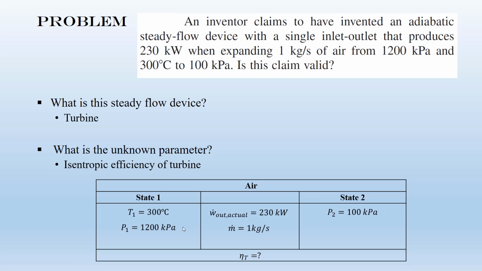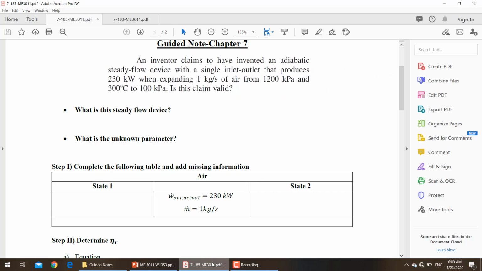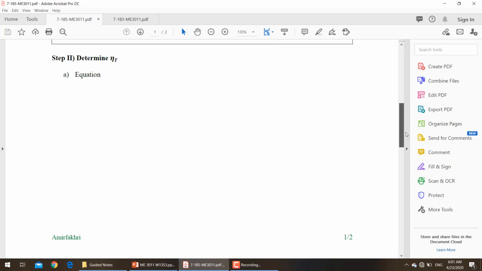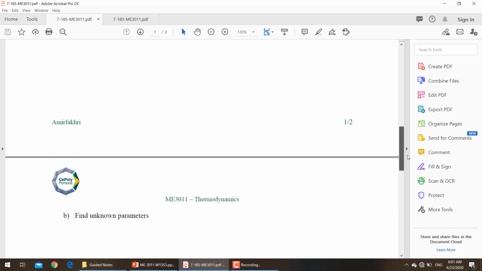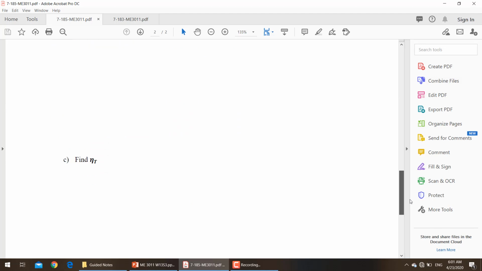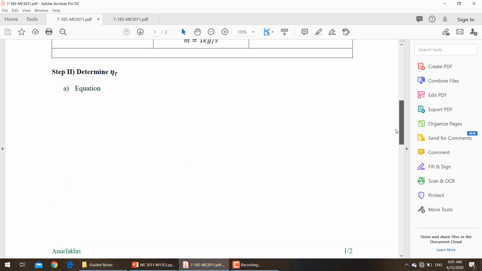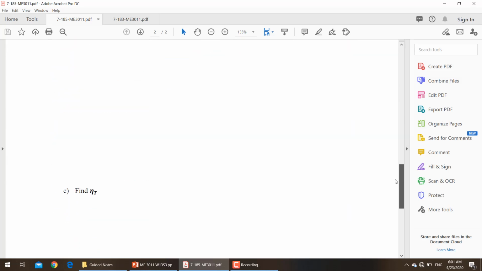Now, to solve this problem, you need to follow these three steps. First, you need to find an equation. What is the best equation to find the isentropic efficiency of this turbine? Then you need to find some unknown parameters, and then eventually you can calculate the isentropic efficiency of this turbine. So please pause this video, spend 5 minutes, and try to find the equation, then find the unknown parameters of that equation, and then eventually calculate the isentropic efficiency of this turbine.